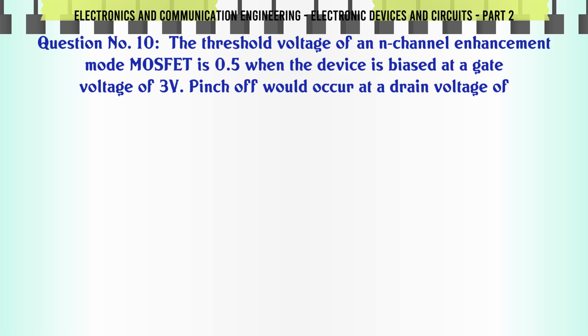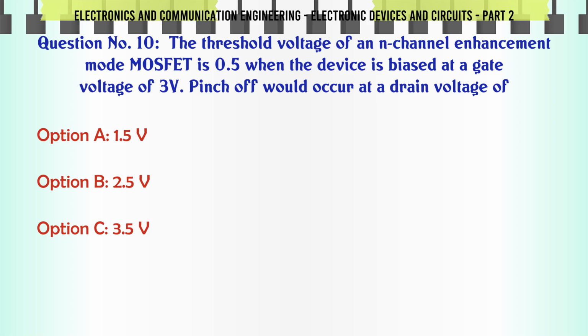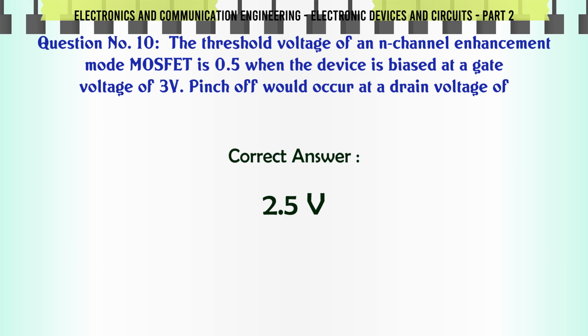The threshold voltage of an N-channel enhancement mode MOSFET is 0.5 V when the device is biased at a gate voltage of 3 V. Pinch off would occur at a drain voltage of: A, 1.5 V; B, 2.5 V; C, 3.5 V; D, 4.5 V. The correct answer is 2.5 V.